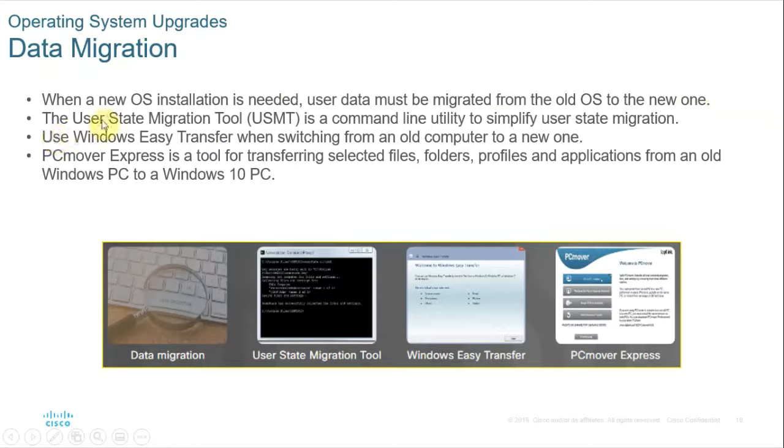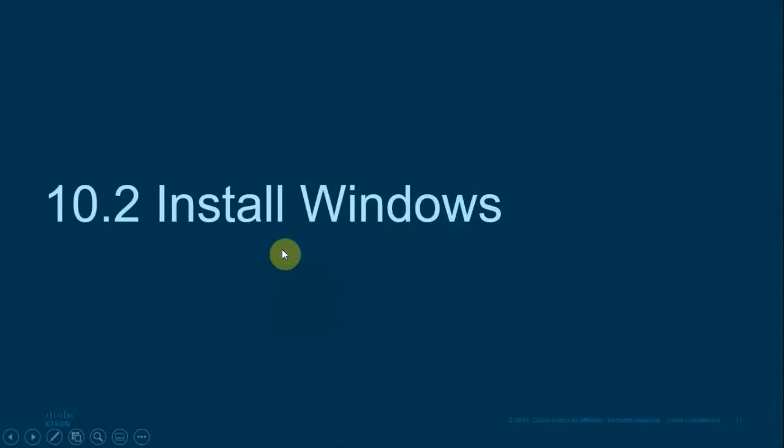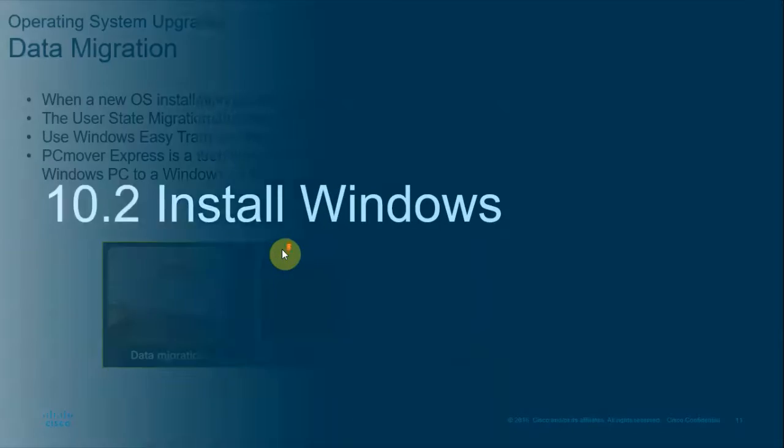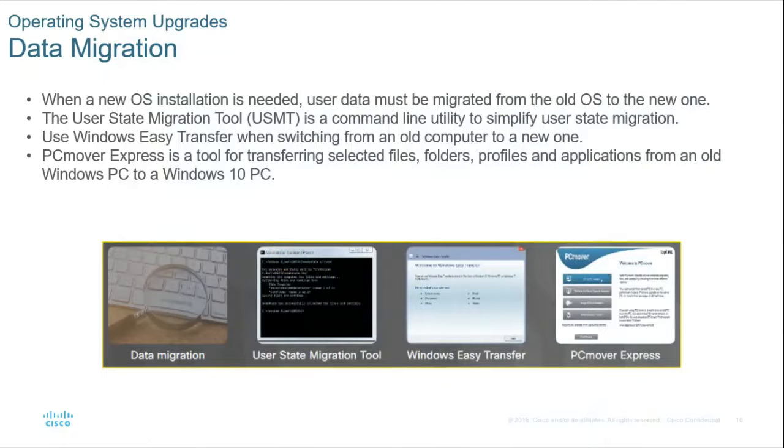So for that we use the tool User State Migration Tool from the Microsoft. It is a Microsoft product, User State Migration Tool. It is a command line utility to simplify user state migrations. We have the Windows Easy Transfer also, where you can transfer or migrate your files from the old OS to your new OS. So we have data migration, User State Migration Tool, Windows Easy Transfer, PC Mover Express. So that's all in 10.1 modern operating system.